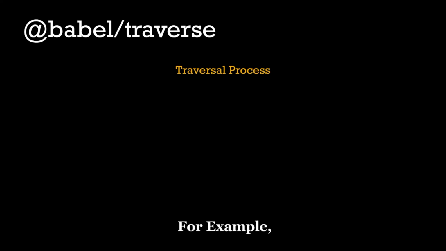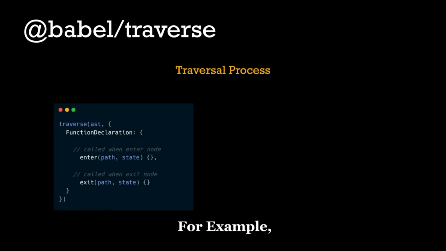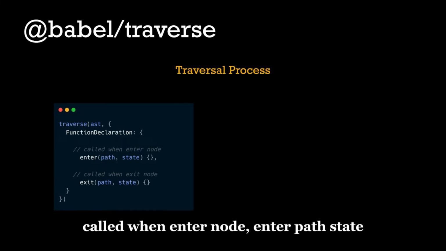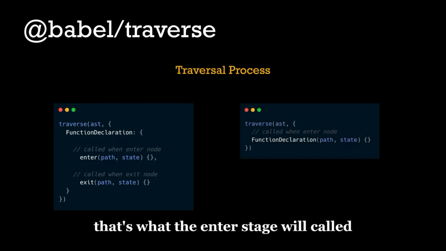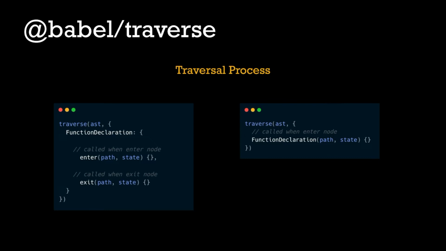For example, FunctionDeclaration: called when enter(node, path, state), and called when exit(node, path, state). And if only one function is specified, that's what the enter stage will call.